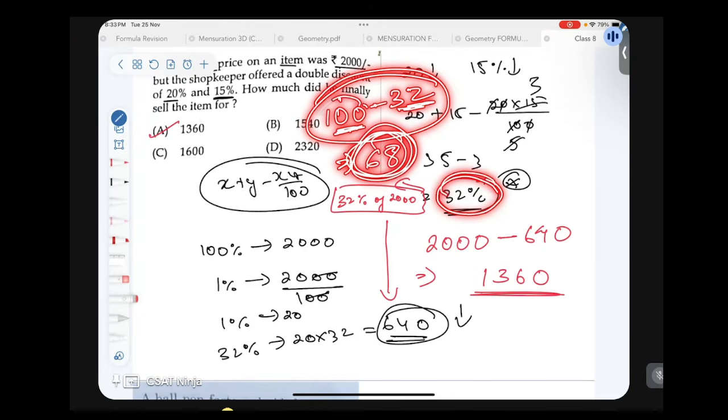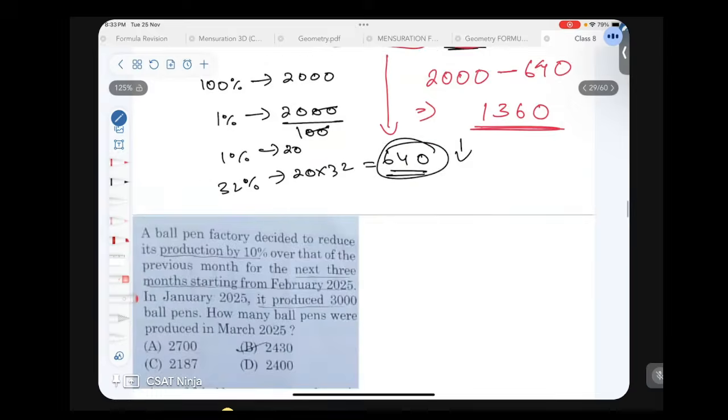From 100, there was a discount of 32%. That means the selling price is 68. So 1% is 20. You just find for 68, 60. You always get that.